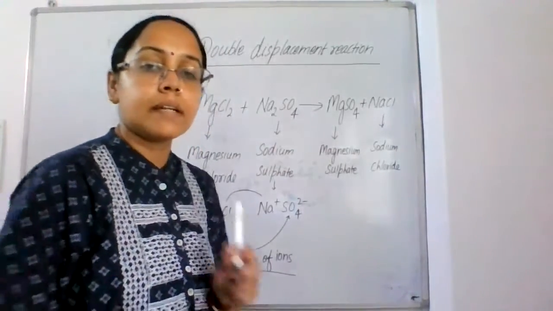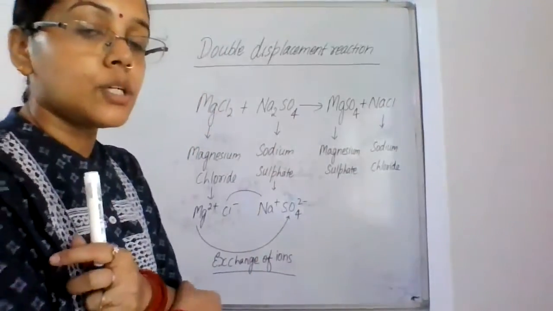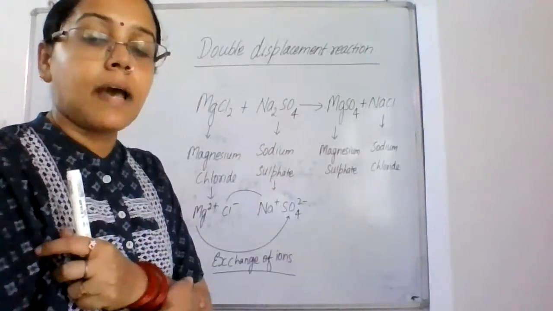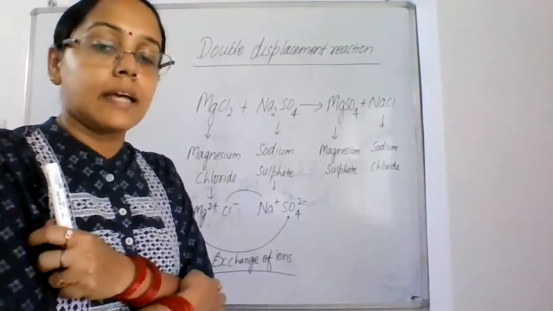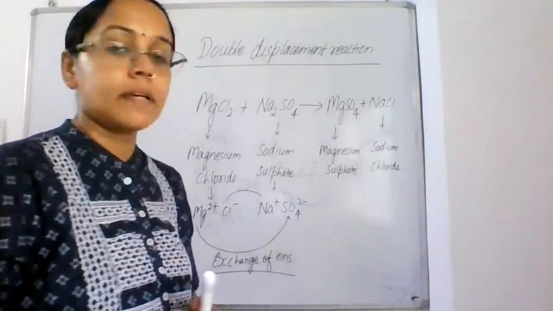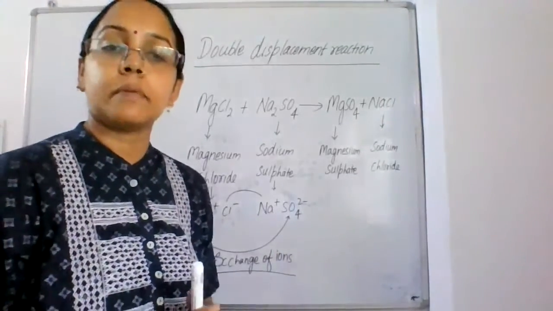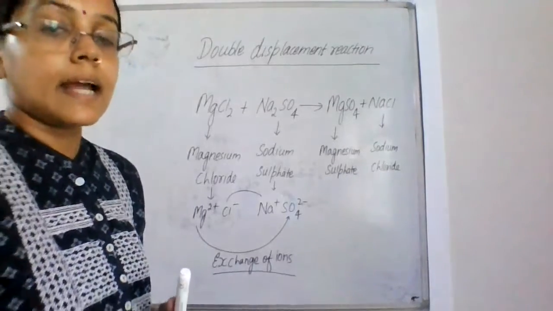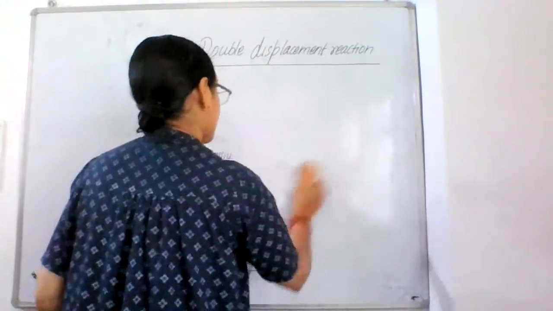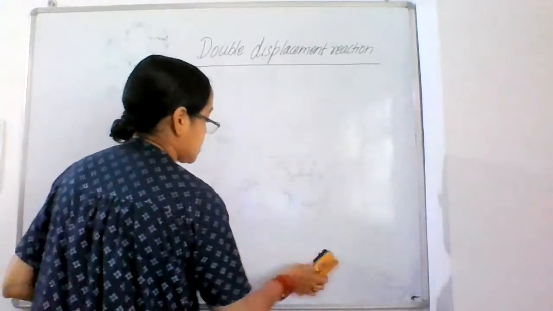So this is double displacement reaction, in which two salt solutions react with each other in such a manner that they exchange their ions, and as a result of this exchange of ions, two new salts are formed. So let us write the definition of double displacement reaction. What is a double displacement reaction?